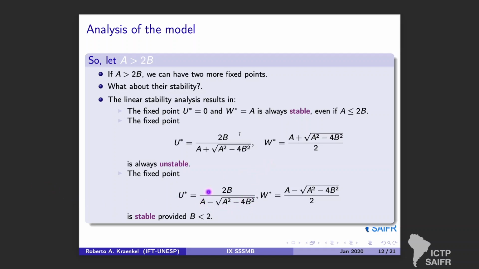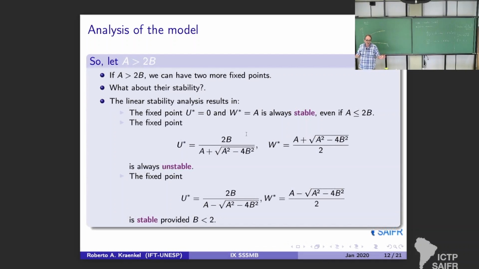So this is easy. You use your favorite plotting software, and plot this as a function of A. I should have written here that I'm plotting biomass, obviously, not the water. You go on and plot, and you will obtain something like this. Then there is another fixed point which is unstable. Therefore, we will not plot this fixed point.